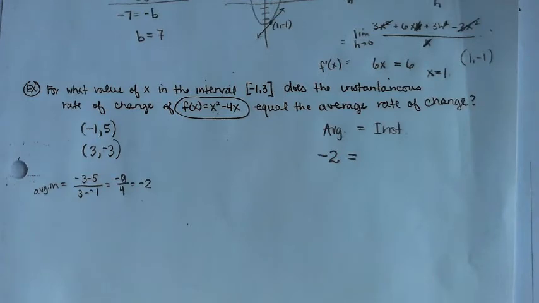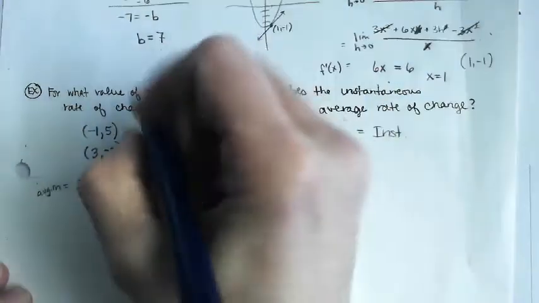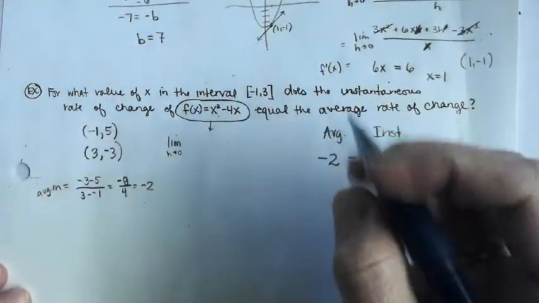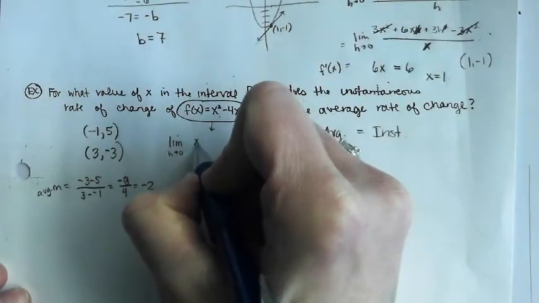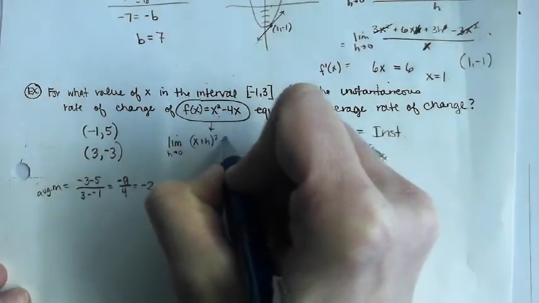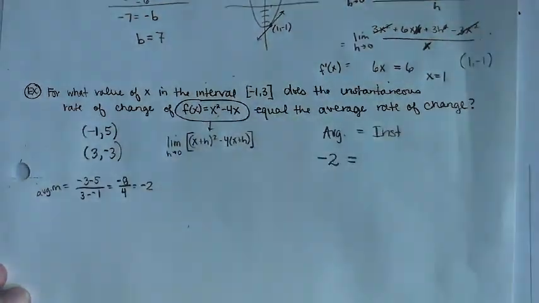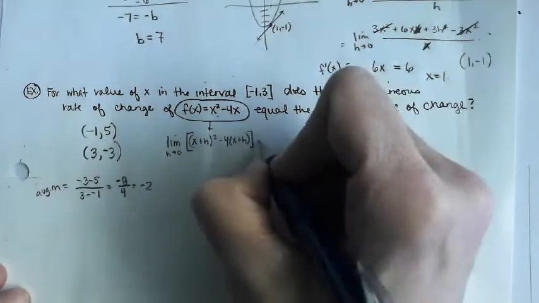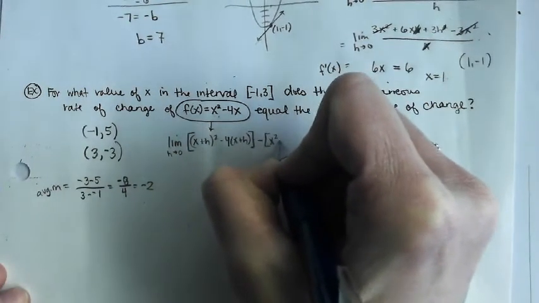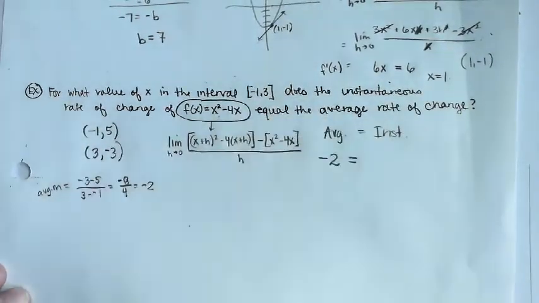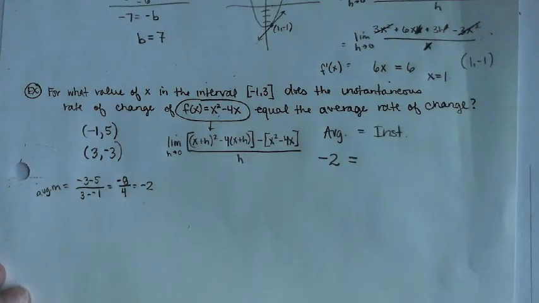Instantaneous rate of change should scream derivative. Okay? Derivatives give you the instantaneous rate of change. So to find my derivative, limit as h approaches 0, f of x plus h looks like that, minus f of x, all over h.